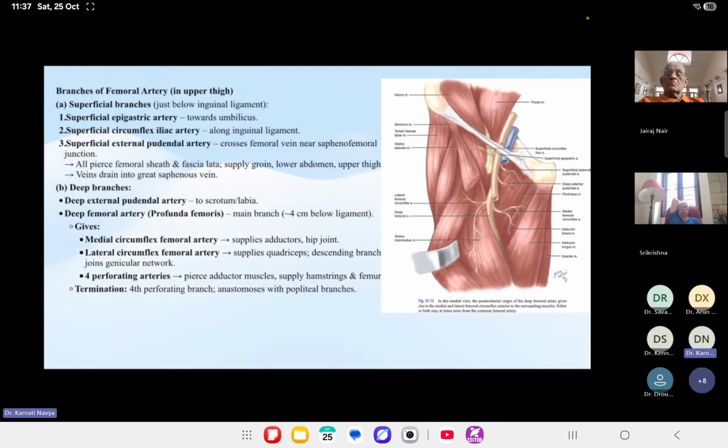It gives the medial circumflex femoral artery and the lateral circumflex femoral artery. The medial one supplies the adductors and the hip joint. The lateral one supplies the quadriceps. The descending branch joins the genicular network. And the 4 perforating arteries pierce the adductor muscle, supplying the hamstrings and femur. Termination: the fourth perforating artery anastomoses with the popliteal branches.